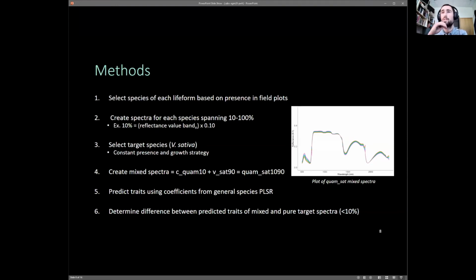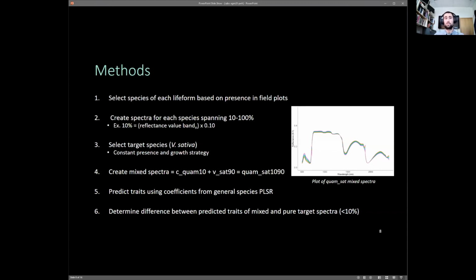The example you can see of the output from that is on the right-hand side in that plot. At the very top, the spectra in pink is the pure Camassia colmash, the CQUAM, and then you get the range of variations as we move down. And at the very bottom is the pure Vicia sativa spectra.